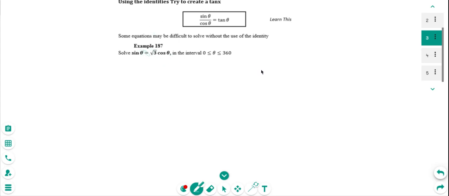This is example 187 from the core maths book. So we're looking at solving sine theta equals root 3 cos theta. I'm going to use this identity, which is that sine theta over cos theta is equal to tan theta. So what we're trying to do is turn this equation into an equation just involving tan theta.